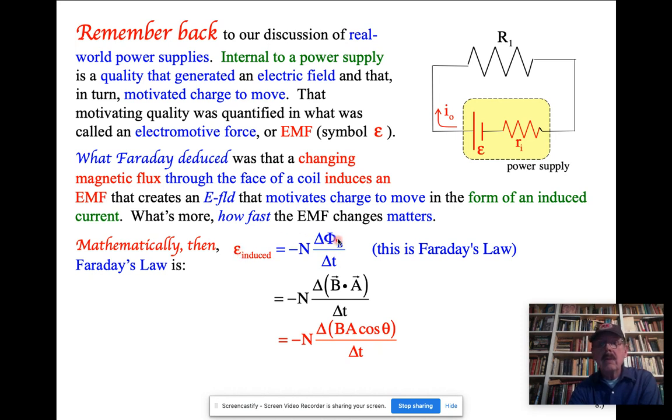You know that flux is B dotted into A, which in turn is B times A times the cosine of the angle. So the working version of this relationship is going to be this right here.